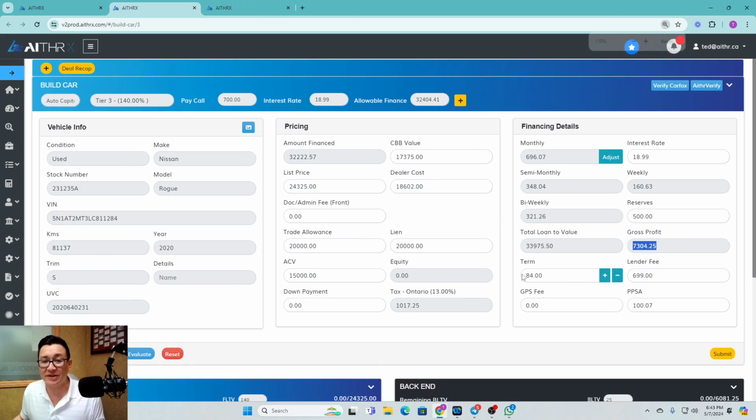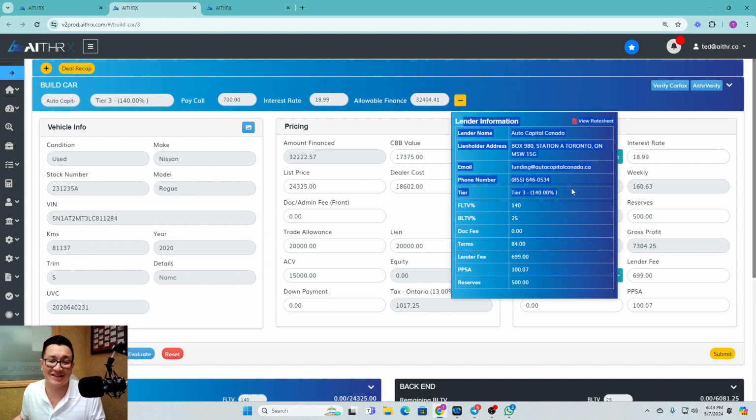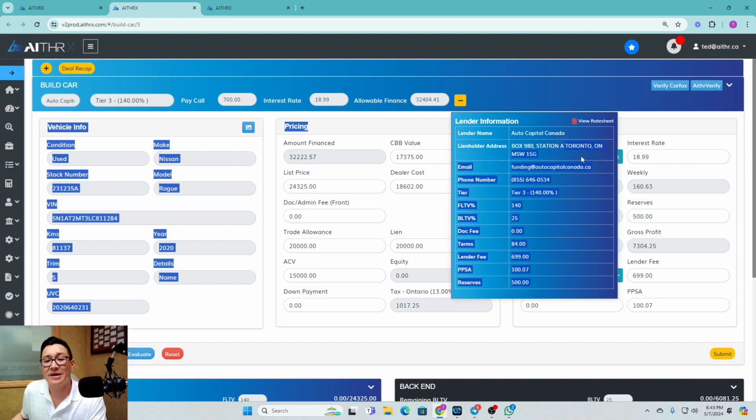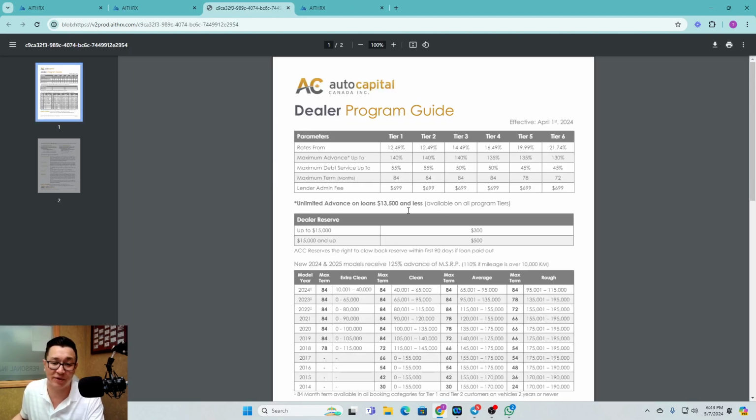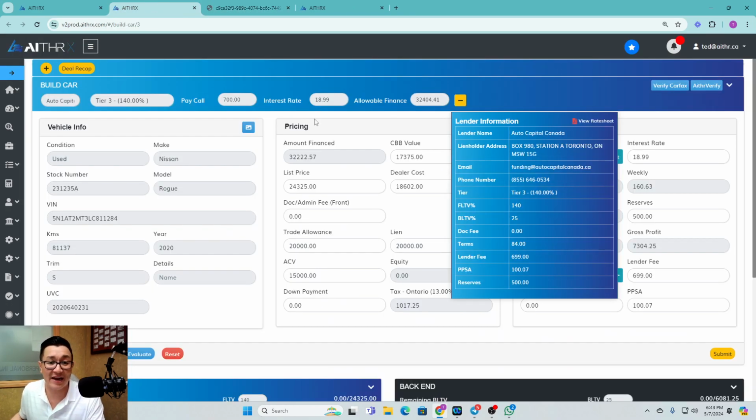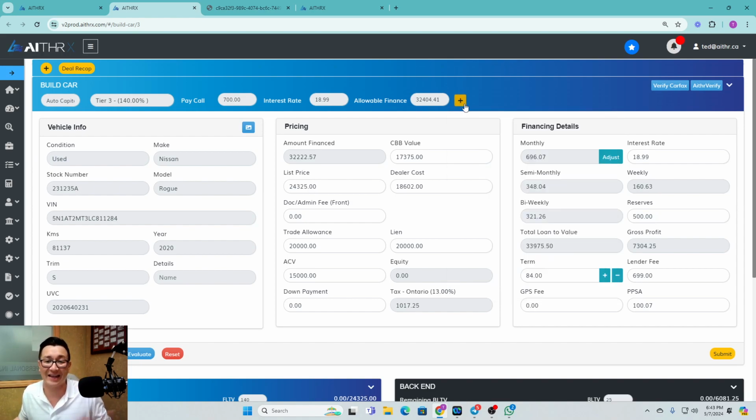Now, where did we build this off of? When they click the plus screen, you get to see the lender information, the ACC information here, and the rate sheet that we actually built it off of. Again, we can make it more intuitive. The more customizations you'd like to see, the more information we get on a rate sheet or what you'd like us to put into the system, it can be done.